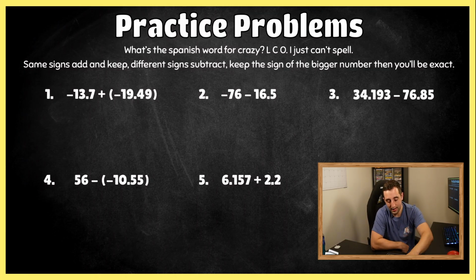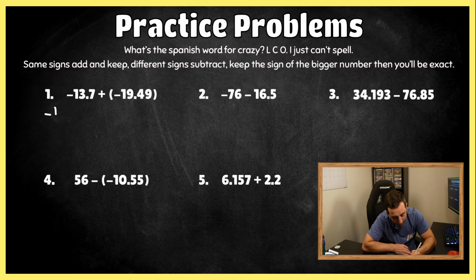Now let's go ahead and go over the practice problems. So hopefully you go 5 for 5. Let's jump right into the first one. I see addition, so right away I know we're utilizing our song, same signs add and keep, but I notice I want to add a 0 behind the 7. So we have negative 13 and 70 hundredths plus parentheses negative 19 and 49 hundredths.